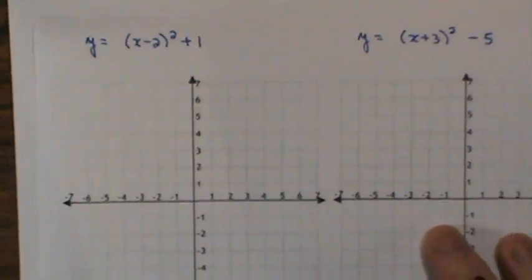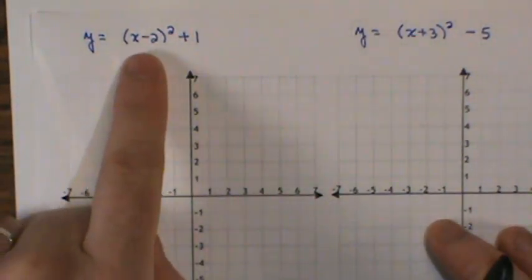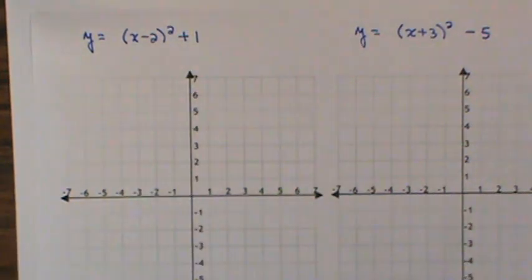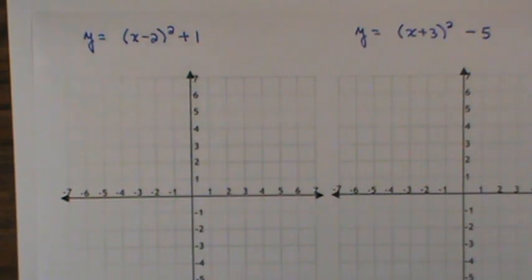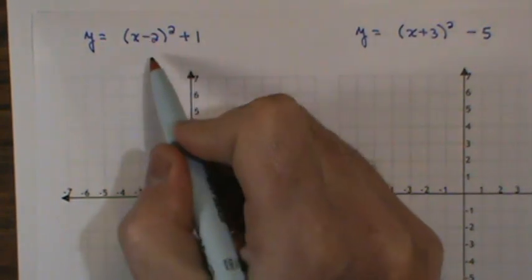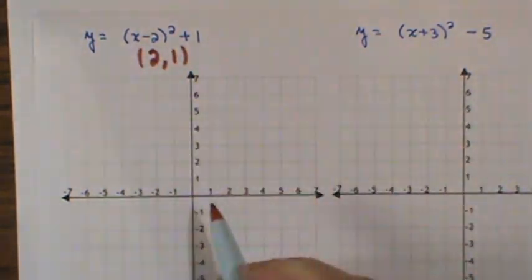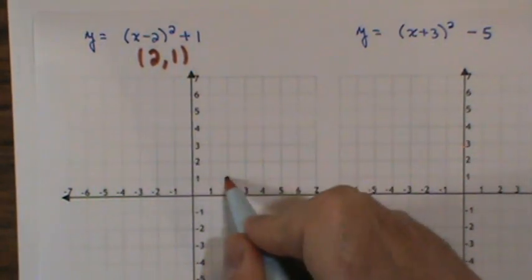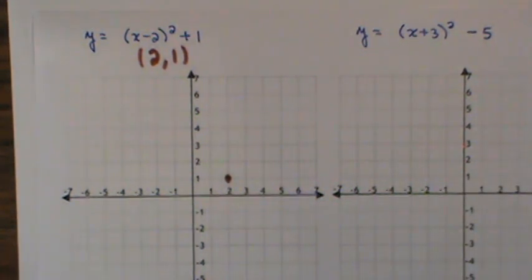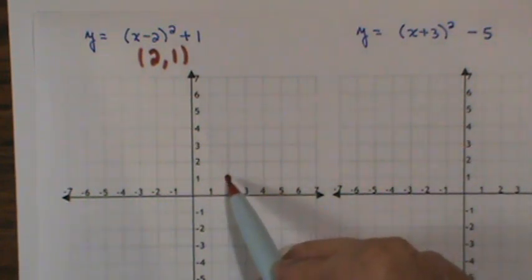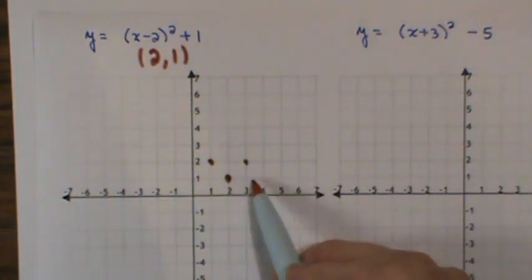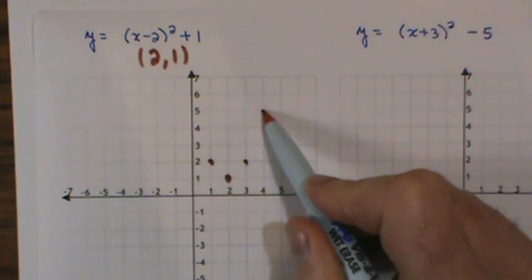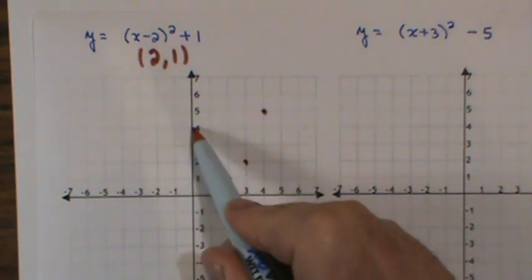My first example here, I've got y is equal to (x minus 2) squared plus 1. This is a standard opening because a is 1, and I've got this vertex that would be found at (2, 1). So I locate (2, 1), I put a point. The objective is to graph as many points on this grid as I can. So once I have the vertex, I can go right 1, up 1, left 1, up 1, right 2, up 1, 2, 3, 4, left 2, up 1, 2, 3, 4.